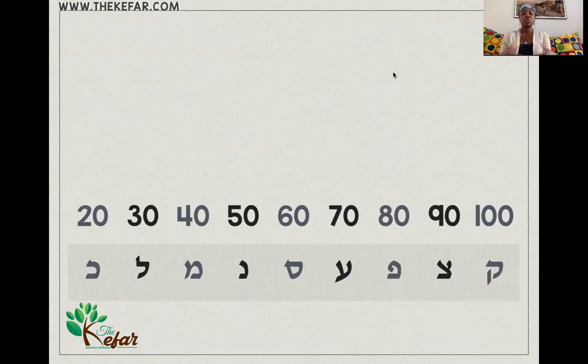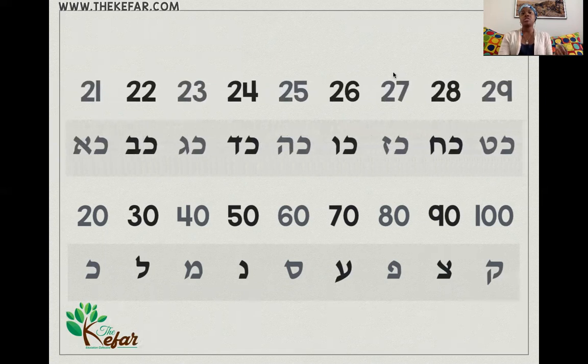Okay, now in between those, it's going to be the same basic math that you saw in the beginning. There are no other exceptions except for 15 and 16. So for instance, 21, Kaf Aleph, 20 and 1. 22, Kaf Bet, 20 and 2. 23, Kaf Gimel, 20 and 3, etc. Dalet, Hey, Vav, Zayin, Chet, Tet, all the numbers for 4, 5, 6, 7, 8, 9. You're just going to add those to whatever your base 10 is.